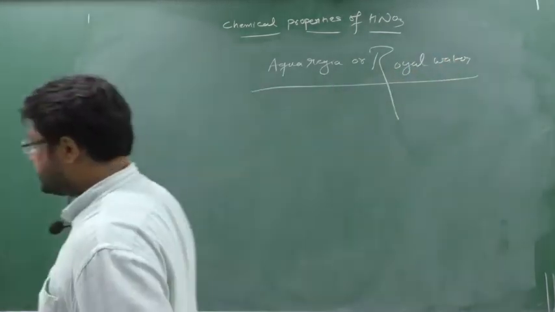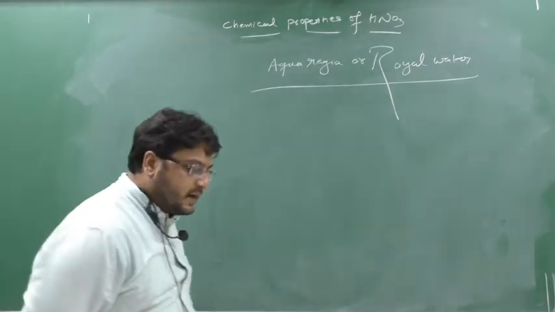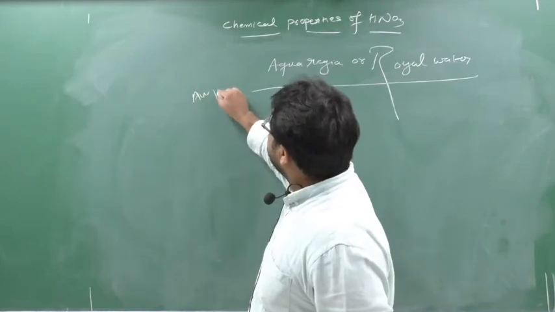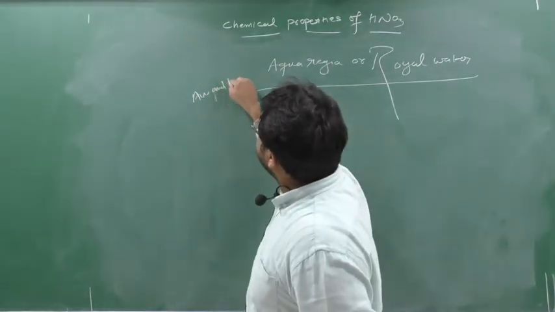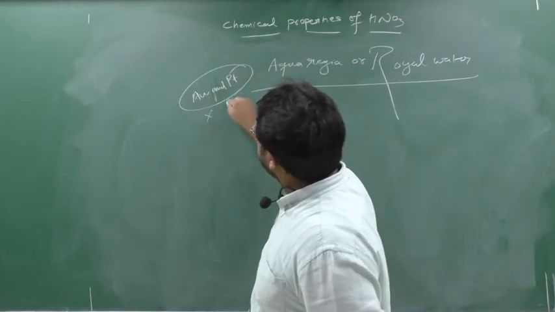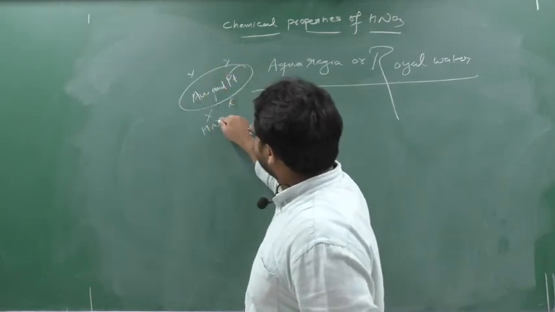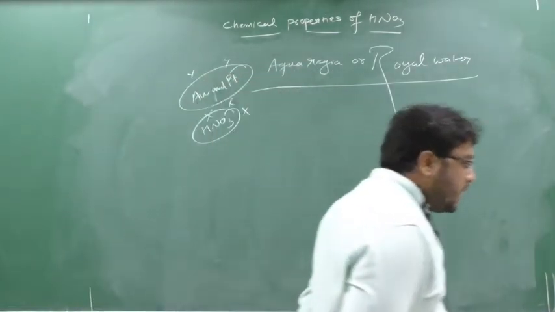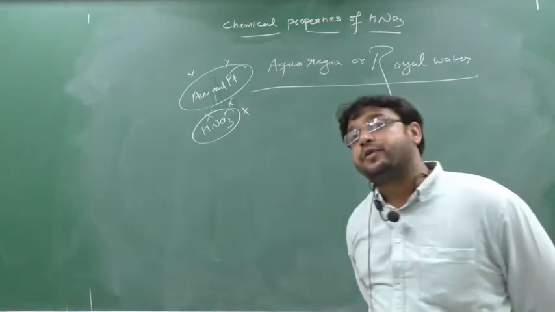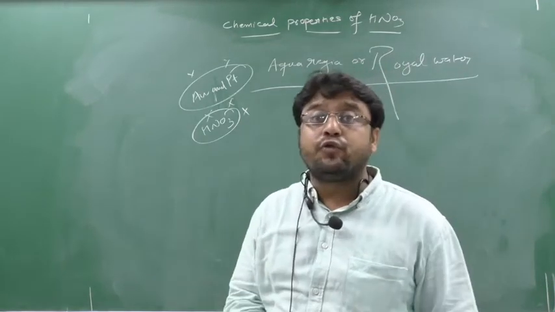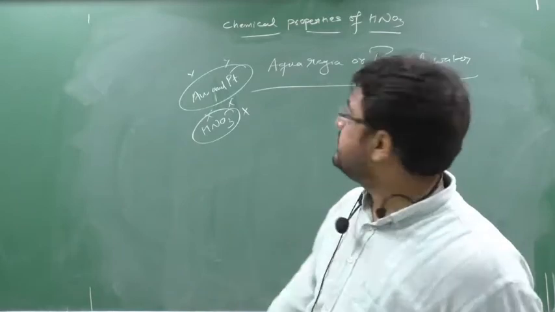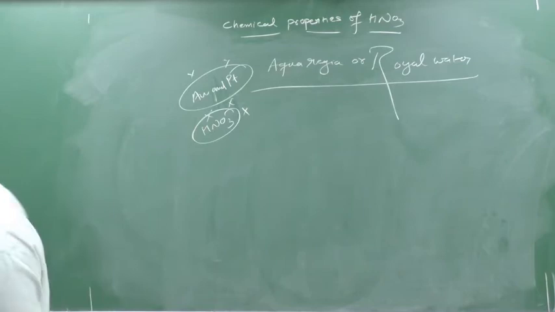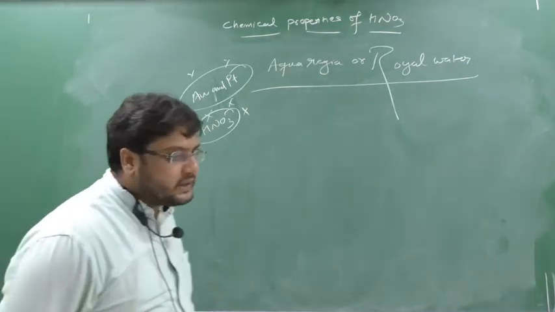Okay, now what is this? See students, in this class I told you that metals like AU and PT do not react with HNO3. Yes or no? Now, if I want to do the reaction of AU and PT, then what do I have to do? I have to form one mixture, and that mixture's name is Aqua Regia or royal water. Clear? So I told you that metals like AU and PT do not react with nitric acid.